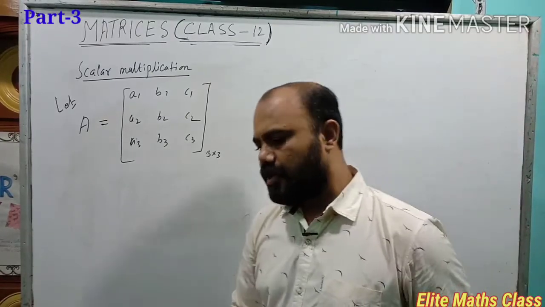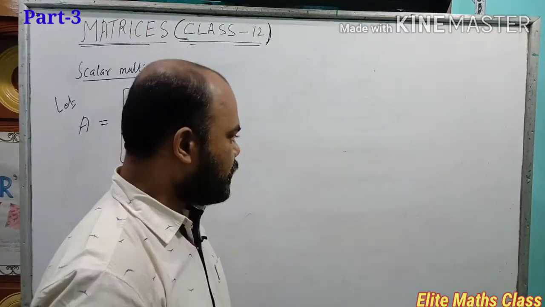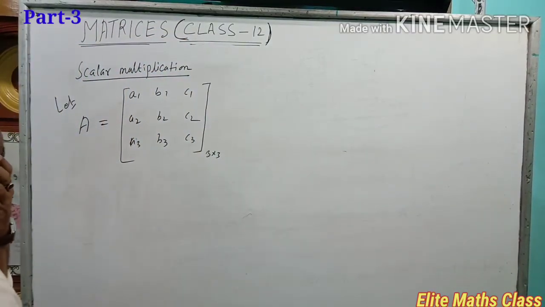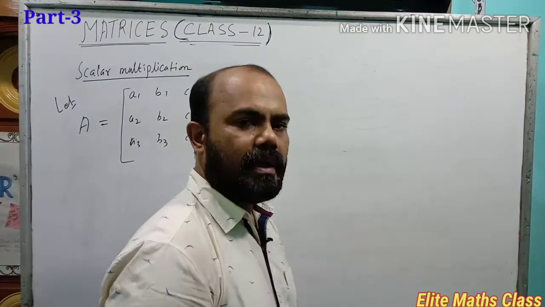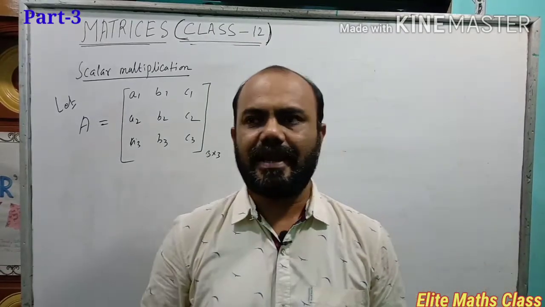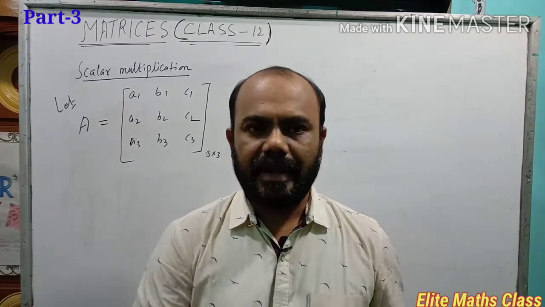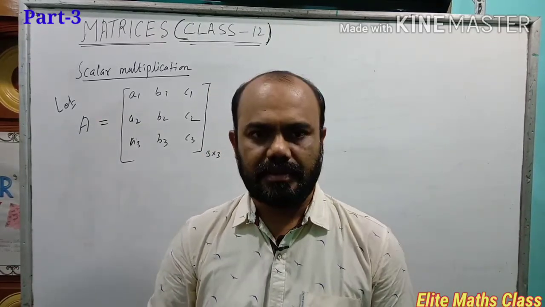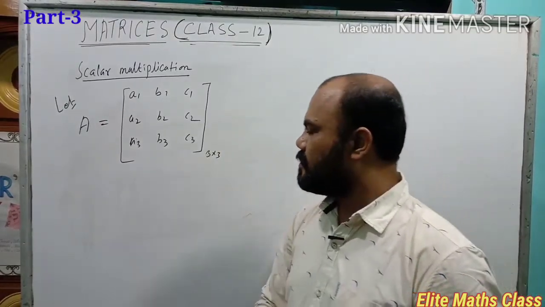In my previous 2 videos I have already discussed some definitions, properties and operations. Now let us see some more things of matrices. Here I am starting with scalar multiplication. Scalar multiplication is an operation on matrices. It means when we multiply a matrix by any scalar, what is the result? See, here I have taken a matrix of order 3 by 3.